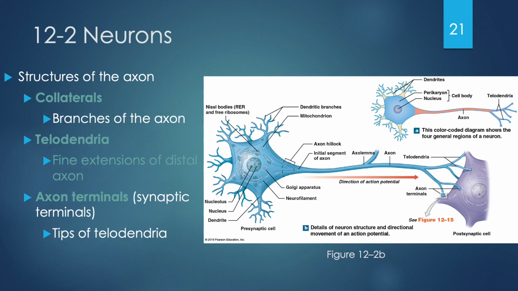Additional structures on the axon to be familiar with include collaterals, which are branches off of the main axon. And there are also telodendria, and the telodendria are going to be those fine extensions on the most distal part of the axon. If you look closely at the image on the right, you'll see what's labeled as a postsynaptic cell, and that's the purple cell on the right. And so the telodendria are going to be trying to communicate information with that postsynaptic cell. There are also axon terminals, also known as synaptic terminals, and these are the very, very tips of the telodendria.